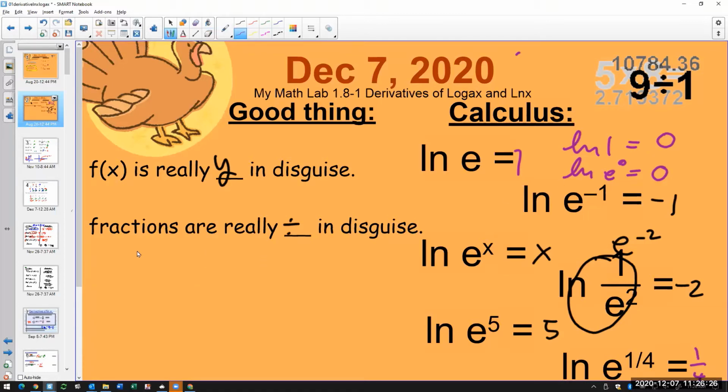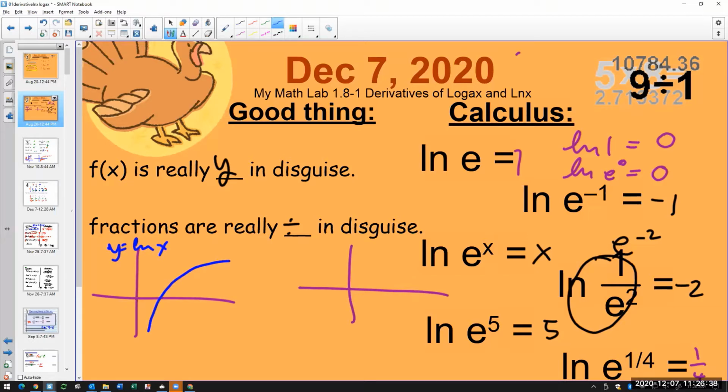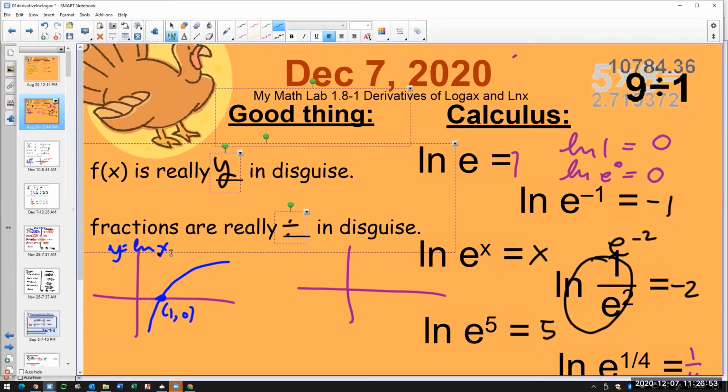Okay, guys, what about graphs? I want to make sure you guys can graph these. If I wanted to graph ln of x, do you guys know what y equals ln of x looks like? Okay, it looks like this. And you need to know that this point right here is actually 1, 0. Does that make sense? If I plug in 1 here, don't I get 0?